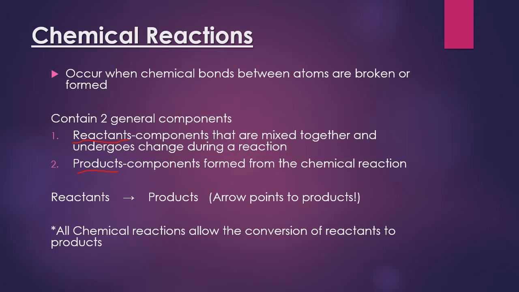When we represent chemical reactions on paper, we have the reactants always on the left-hand side, and then an arrow pointing to the products on the right-hand side.